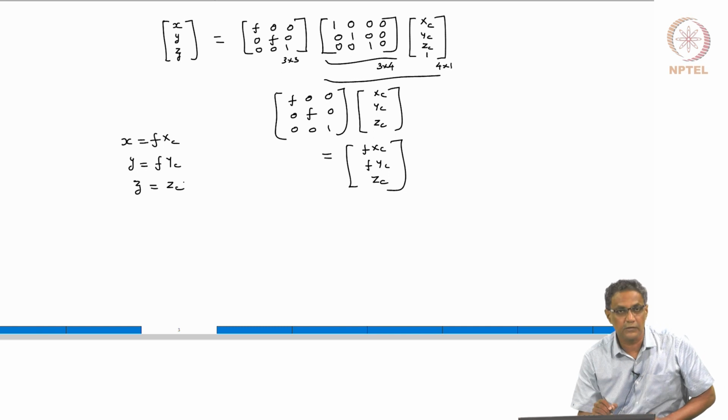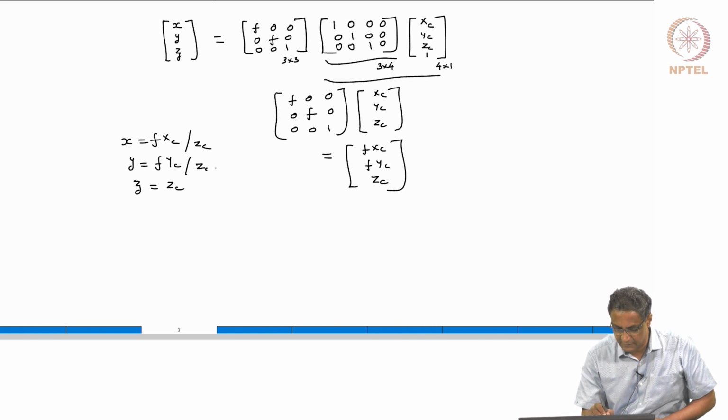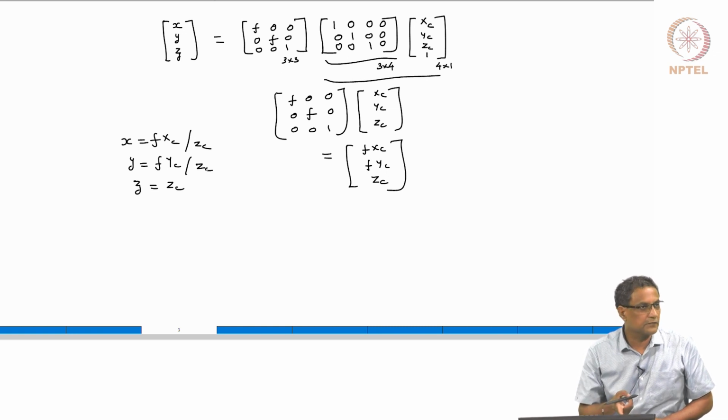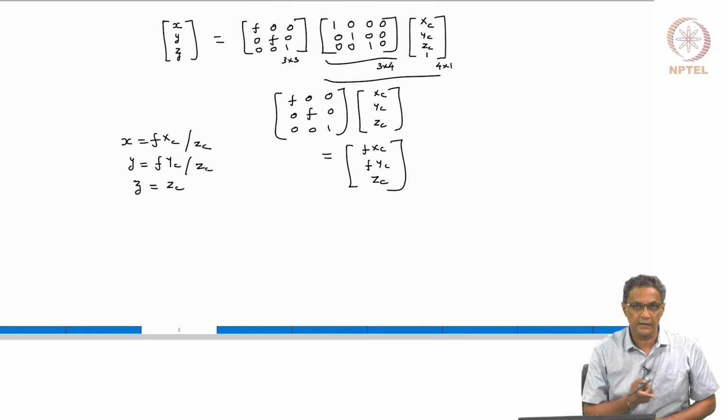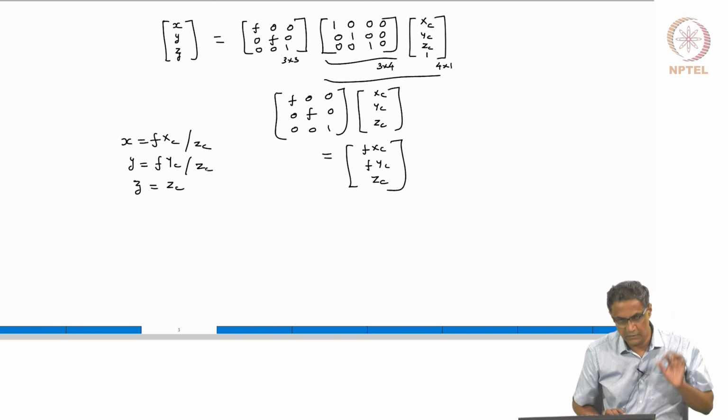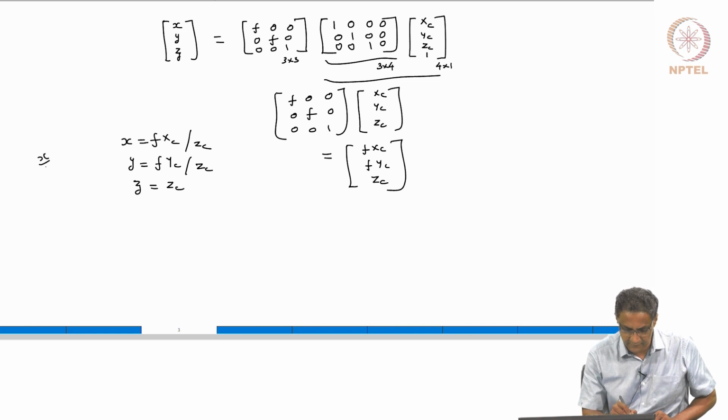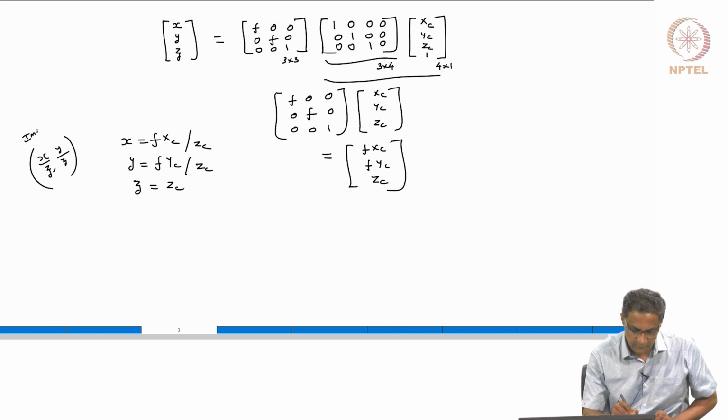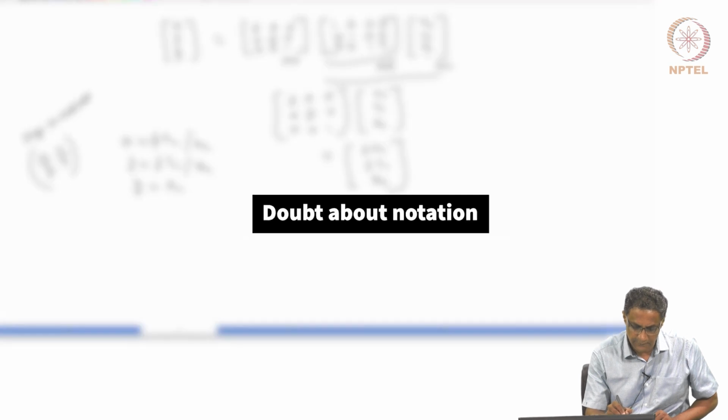And I know that if I want to go back to the original image coordinate, I just have to simply scale this by zc. If I scale this by zc, I get back that small z. I just have to scale it and I get back my original image point. So if I scale x by z, y by z, small z, that is my image coordinate.